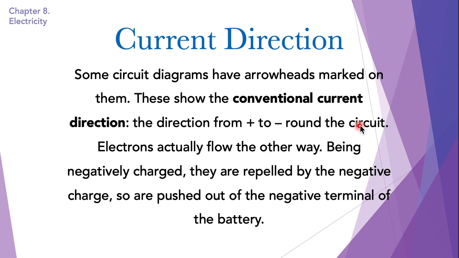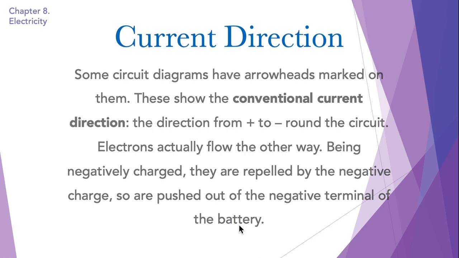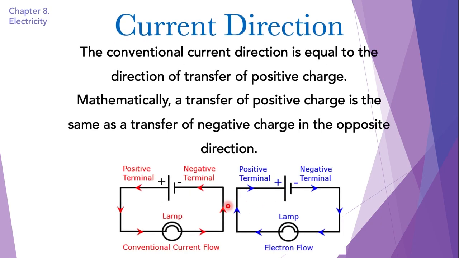If we talk about electrons only, electrons actually flow the other way. Because they are negatively charged, they are repelled by the negative charge, so are pushed out of the negative terminal of the battery. So here is what conventional current looks like and then electron flow looks like. The conventional current comes from the positive terminal and goes towards the negative terminal. But because electrons are negatively charged, they get repelled from the negative terminal and go towards the positive terminal.